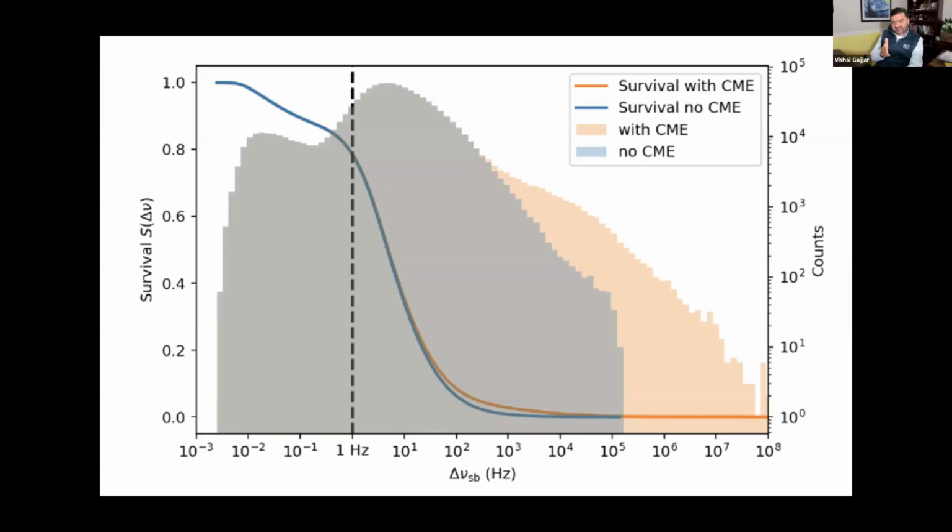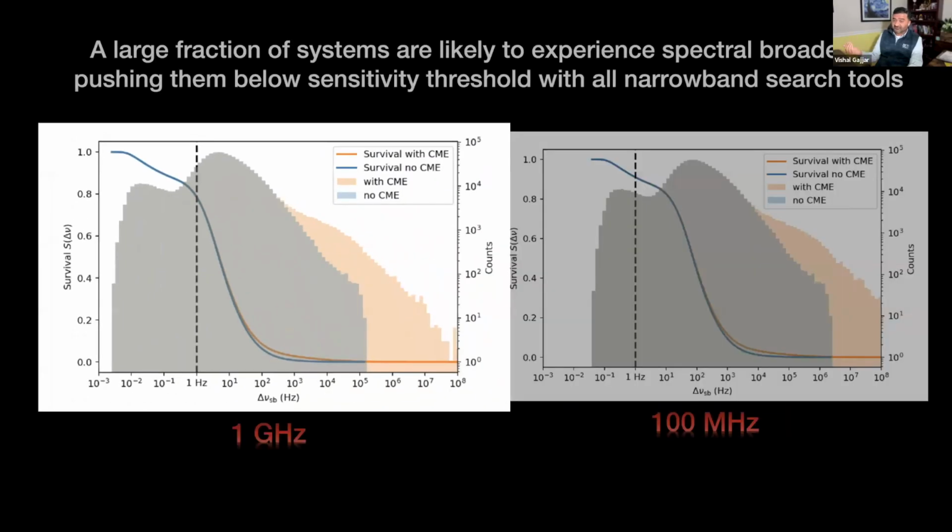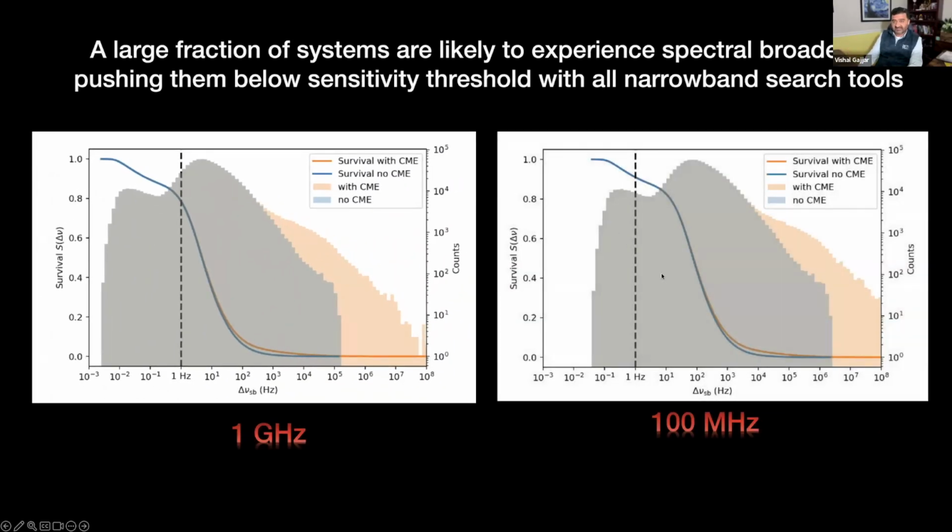But as the histogram suggests, it peaks more or less beyond 1 hertz. And the survival function is suggesting that something like 80% of systems will have spectral broadening of more than a hertz, and 30% or 40% of the systems will have spectral broadening of more than 10 hertz. If you go to lower frequency, this effect is even worse, because there is a nu to the power -4 relation, as you may recall.